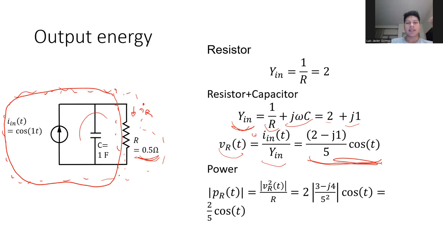Okay, so that's not really the main thing. The main thing is that now if you actually plug in this voltage along with the current going through the resistor, what you will get is that the value of the power per unit of time is just 2/5. So this is actually less than the 2 cosine t.